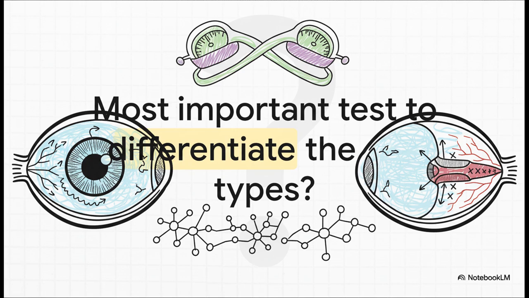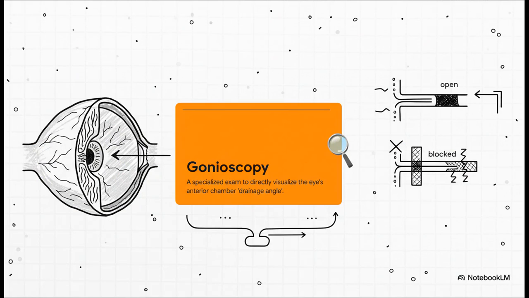So, let's say an exam question forces your hand. It asks for the single most important test to tell the difference between open-angle and closed-angle glaucoma. What's it going to be? It is gonioscopy, every time. This test is the only way to get a direct look at the eye's drainage system, the angle. Is the drain open, like in our silent thief, or is it physically blocked and slammed shut, like in our painful emergency? This test gives you the definitive answer.